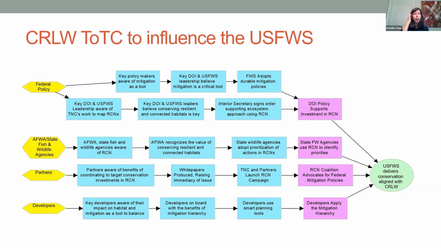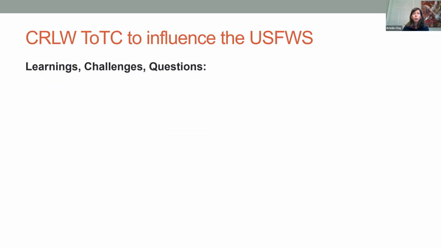So that was something I'm playing with too, to see if that makes sense to folks, that there will be a federal policy strategy of some kind. There will be a state fish and wildlife strategy. There will be a strategy with partners, and there will be a strategy with developers. So as we shift to conversation, I'll let you know some of the learnings, challenges, and questions that have come up for me, and you may have your own, and then I will stop talking and open it up.